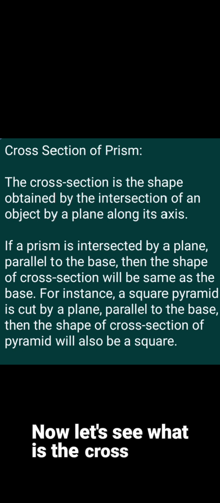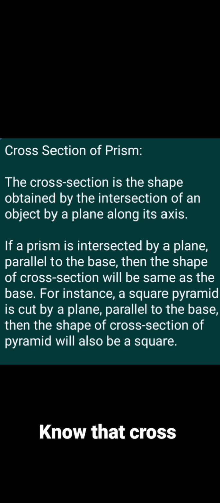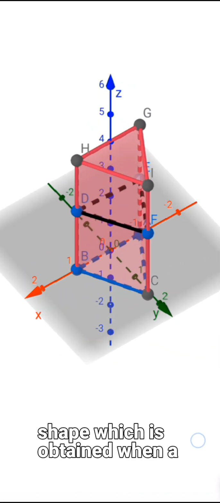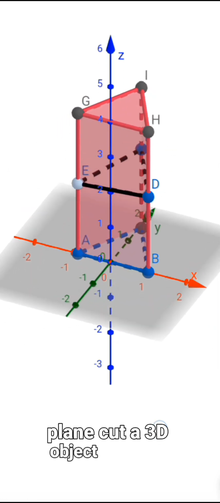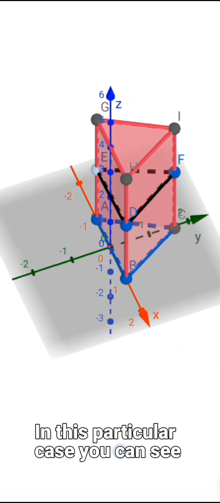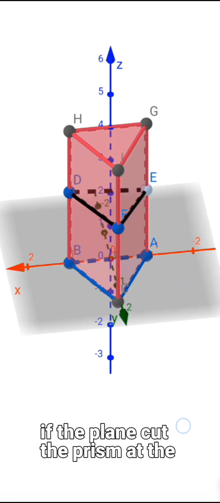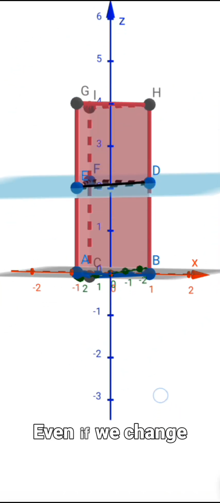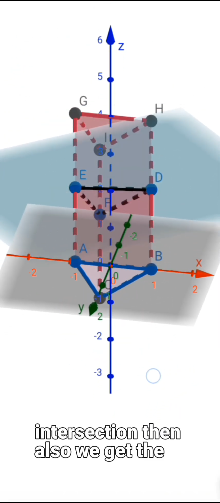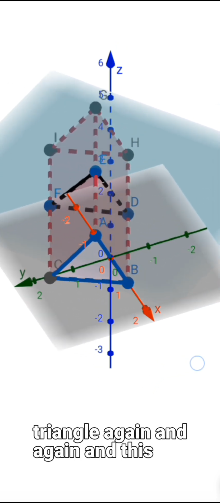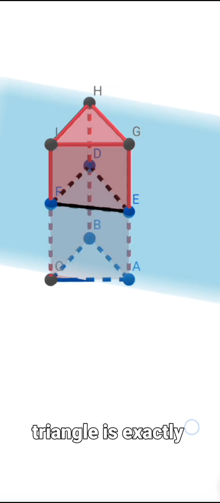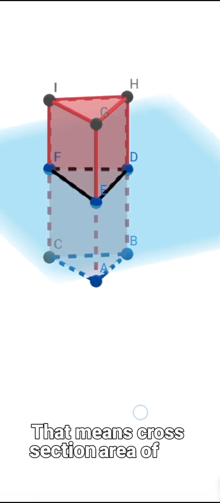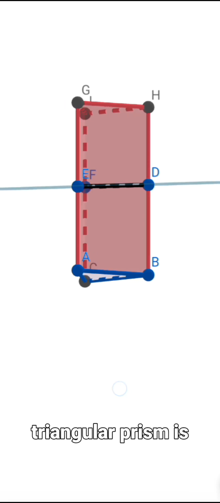Now let's see what is the cross section of a prism. Know that cross section is the shape which is obtained when a plane cuts a 3D object. In this particular case you can see, if the plane cuts the prism at the points D, E, F, then we get the triangle. Even if we change the height of intersection, then also we get the triangle again and again. And this triangle is exactly similar to the base itself. That means the cross-section of a triangular prism is a triangle.